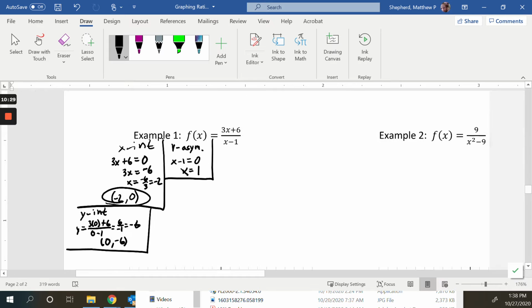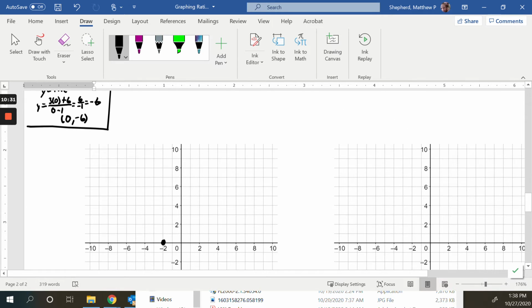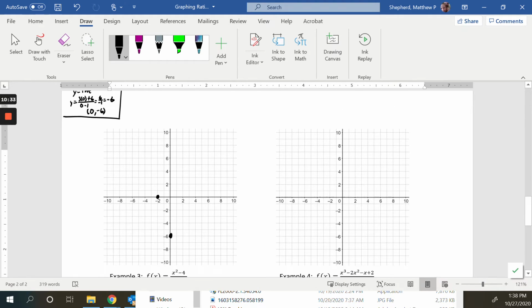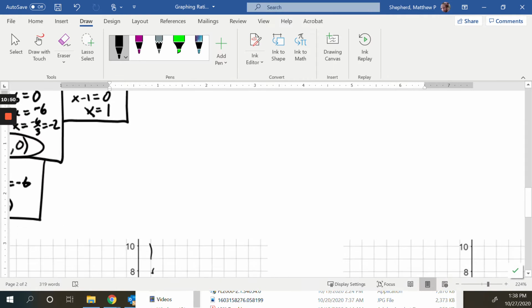All right, and that right there, x equals 1, that's where our vertical asymptote is. So I'm going to go ahead and this dotted line that is perfectly drawn is going to be our vertical asymptote.